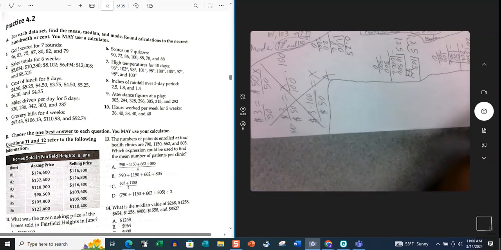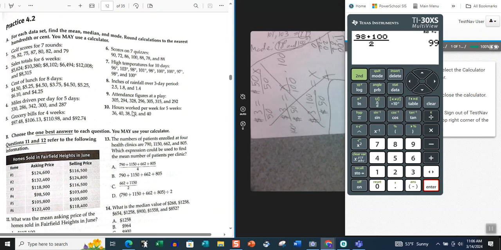It says attendance figures at a play. Now we know we're doing mean, median, and mode, and we always do the mean first. So I will count how many we have here because they don't tell you how many it is. So we have 1, 2, 3, 4, 5, 6, 7. So we know we're going to divide by 7. So we hit N over D.